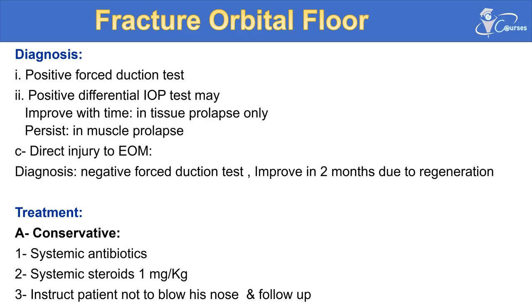Okay, so if these tests improve with time, this means it is just tissue prolapse only. If they persist, then this means it is muscle prolapse. Also, it can be due to direct injury to the extraocular muscle, diagnosed by a negative force reduction test, and it will improve in 2 months due to regeneration. If there is no involvement of the extraocular muscles, there will be a negative force reduction test.